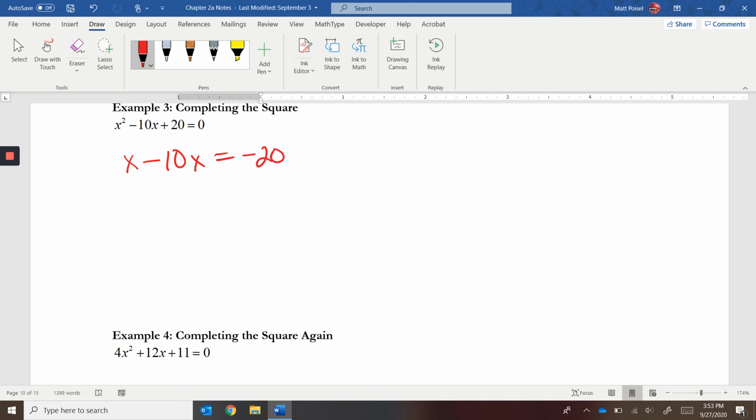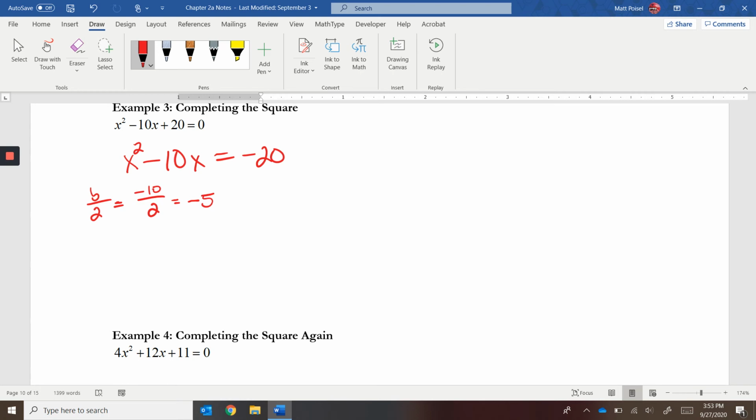Now, our new step 2 is actually to divide everything by the GCF. The GCF, or actually it's going to be the coefficient in front of the x squared. If you notice, this one has a coefficient of 1, so we don't actually have to do anything. Now, our next step, we're going to calculate, or decide what b over 2 is. So b is my middle term, negative 10 over 2, and that gives us negative 5.